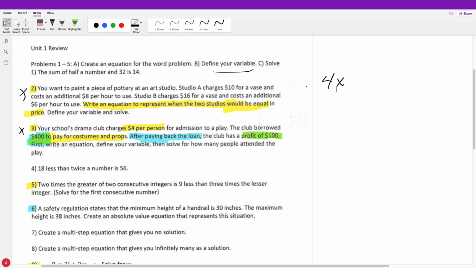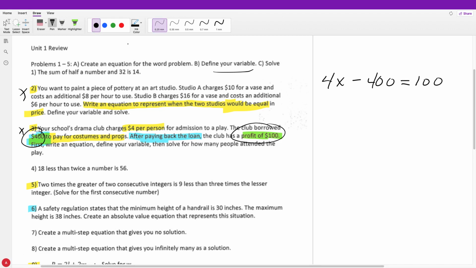For every person that's going into this play, they're paying $4. They borrowed money. They borrowed $400. So that means that they are subtracting this from the amount of money that they made from their tickets because they paid it back. So if they sold 500 tickets or $2,000, well, then they would have to subtract the $400 that they made from it to figure out how much money they made in all. And when it says that they made a profit of 100, that's how much money they made.